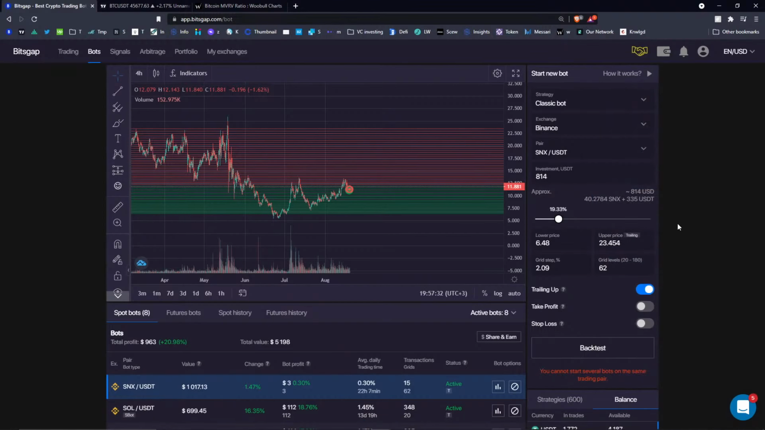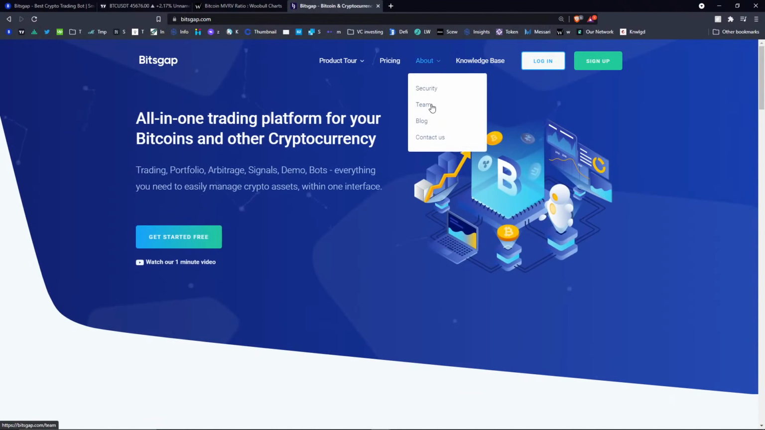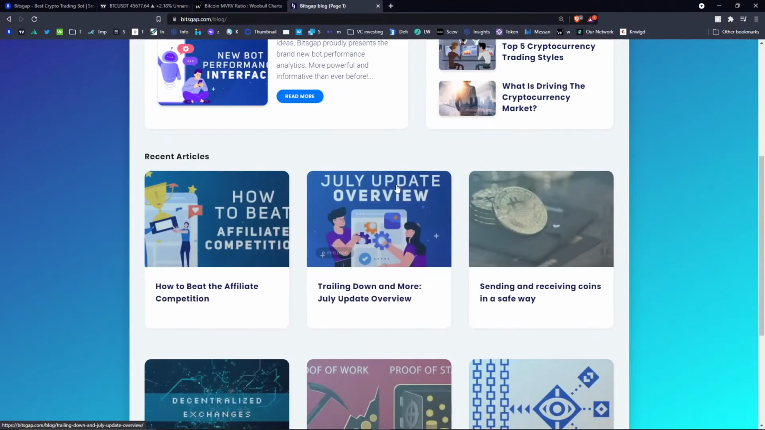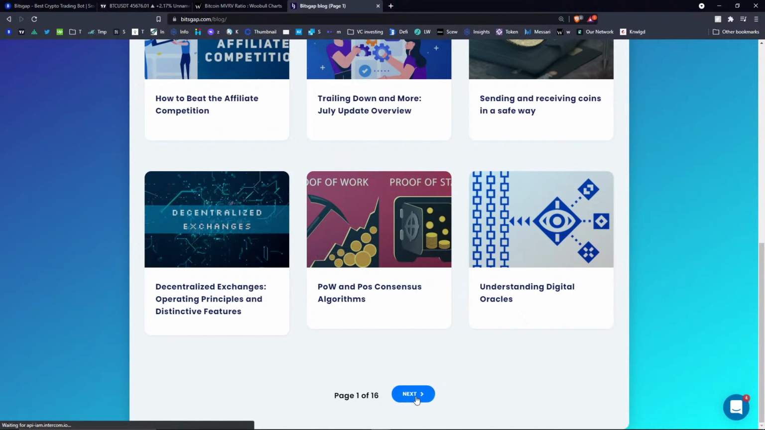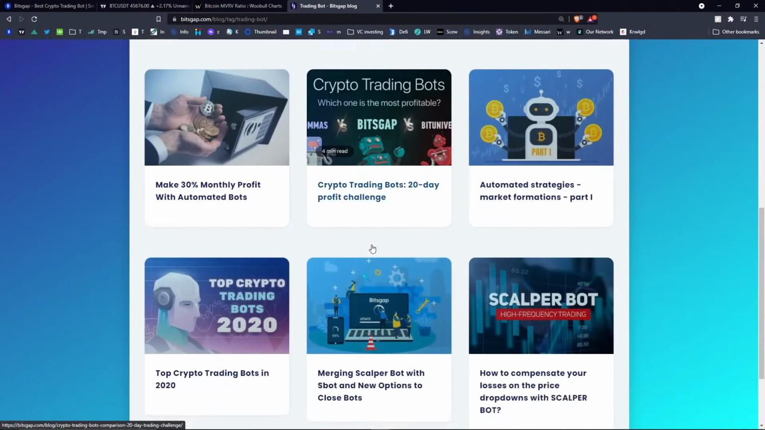You can watch previous webcasts to get more idea of how to trade and what tricks you can use. You can find ready-made strategies on the Bitsgap blog, like for the bots. You can have it here based on some patterns. You go to trading bot, and here you have automated strategies part 1, for example. So you can grab it, test it, and see if it works for you.